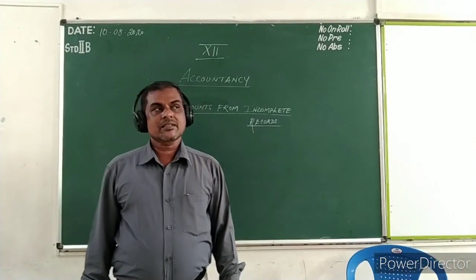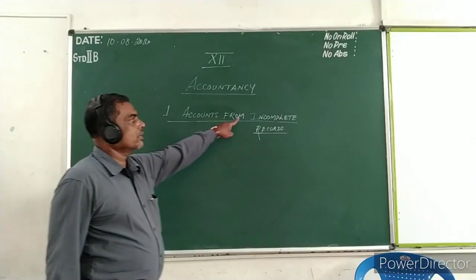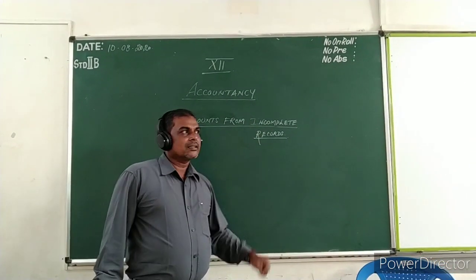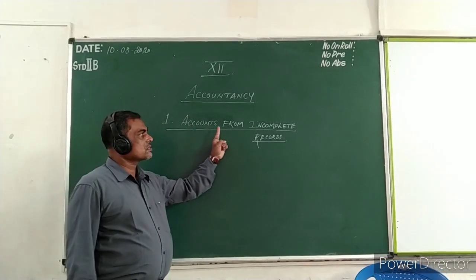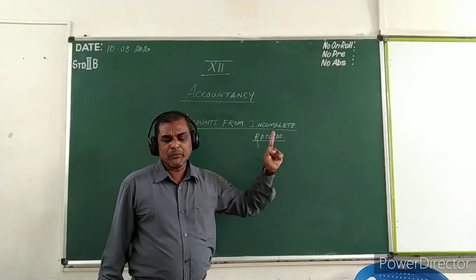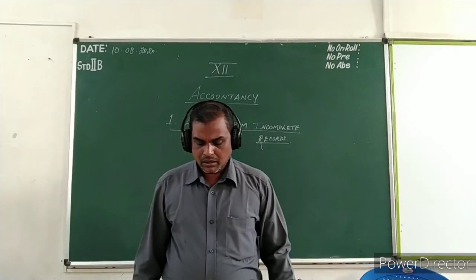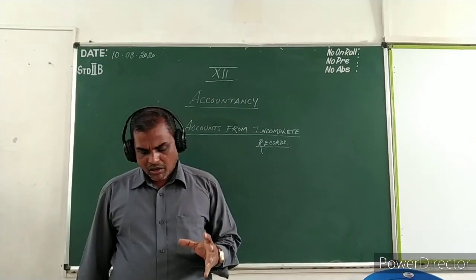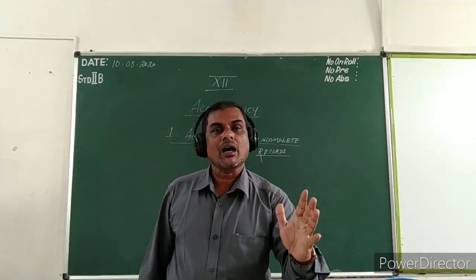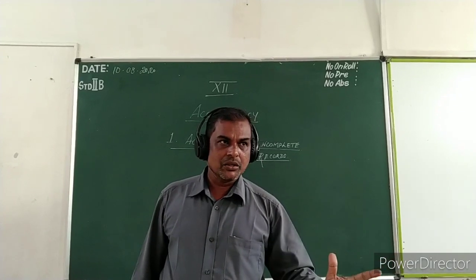The name of the first lesson is Accounts from Incomplete Records. Listen, the name itself shows accounts from incomplete records. What do you mean by accounts from incomplete records? When accounting records are not strictly maintained according to the double entry system, they are called accounts from incomplete records.